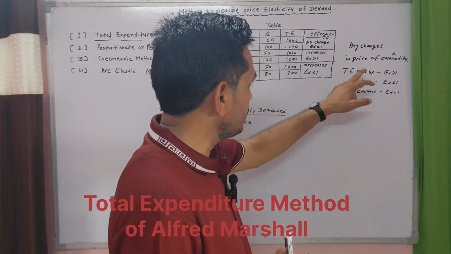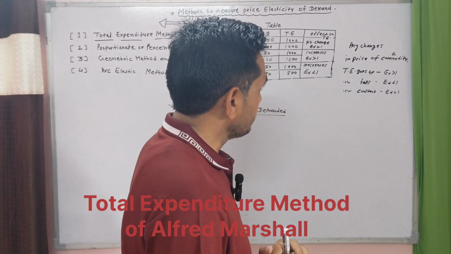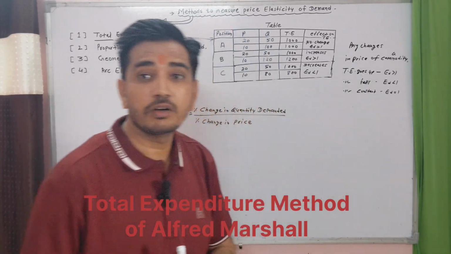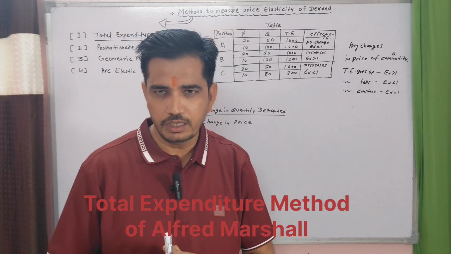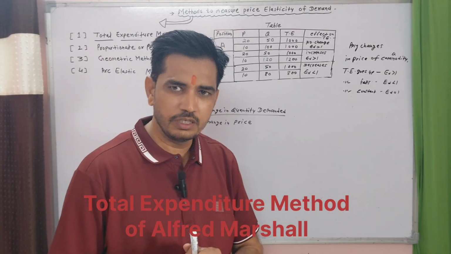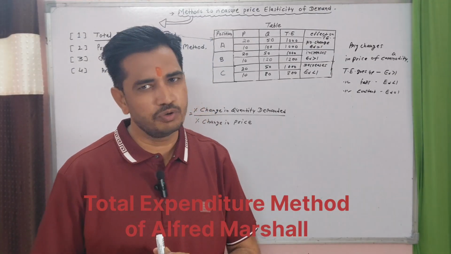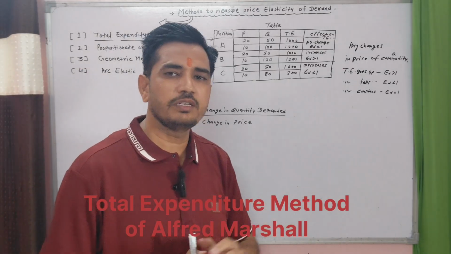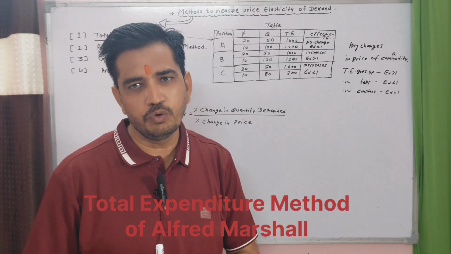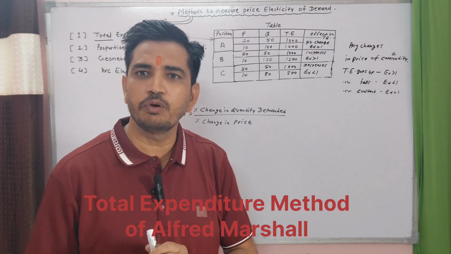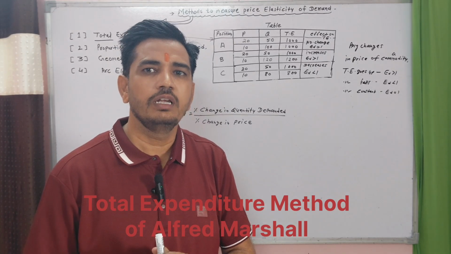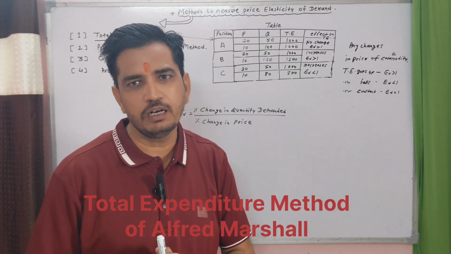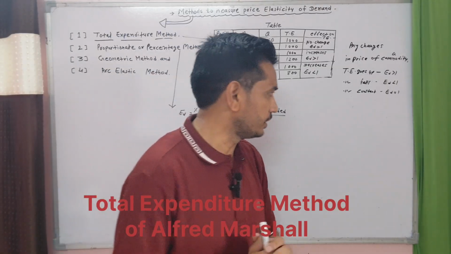And if there is any change in the price of the commodity and total expenditure remains constant, no change in total expenditure, no change in our spending, then there will be unitary elastic demand. ED is equal to 1. No change in total expenditure, no change in our spending, so elasticity of demand is equal to 1.